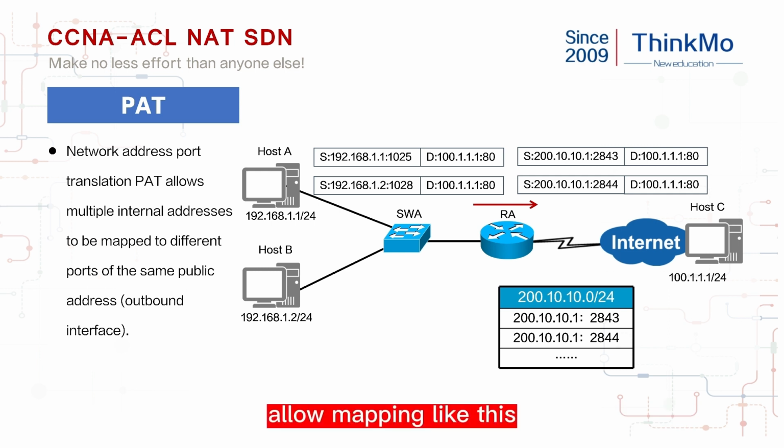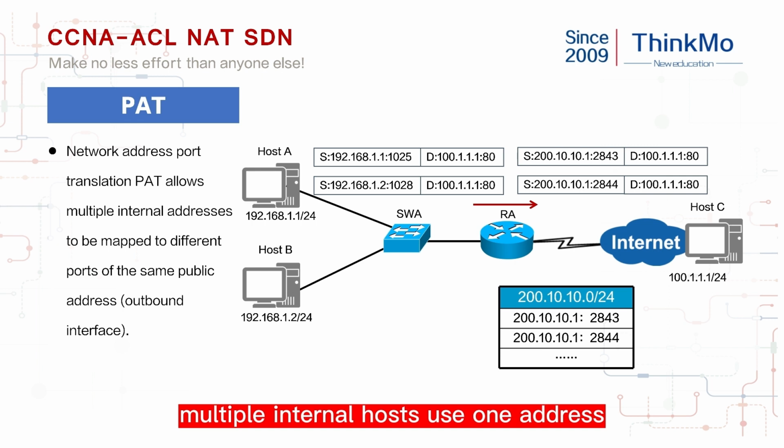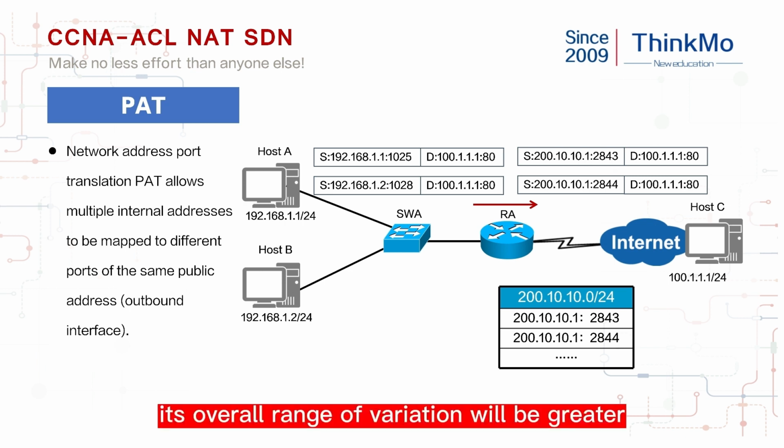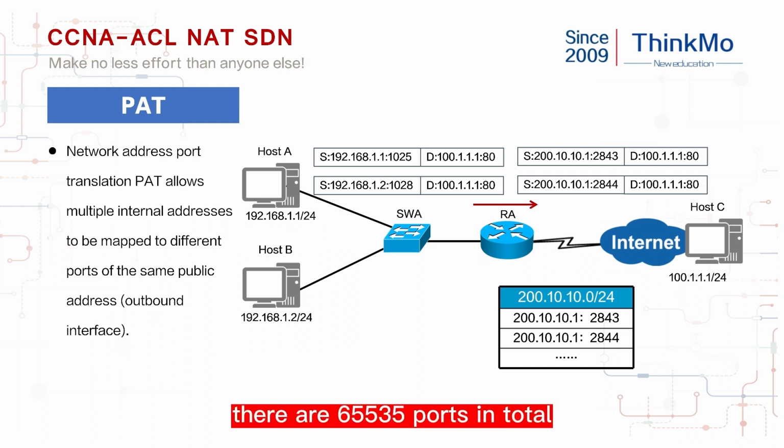Allow mapping like this. This is what we use now. An external public network address, with multiple internal hosts using one address but a different port. That is, modify both the address and the port. Because for the port, its overall range of variation will be greater. I said before, there are 65,535 ports in total. That is to say, we actually use this form now, whether at home or at work.